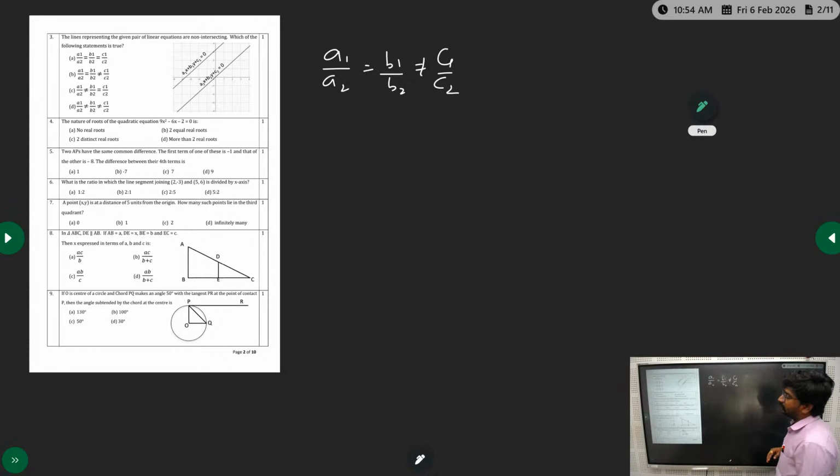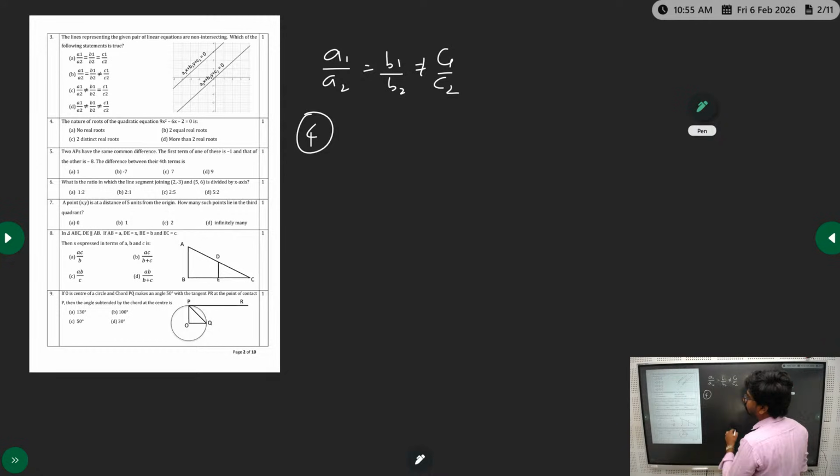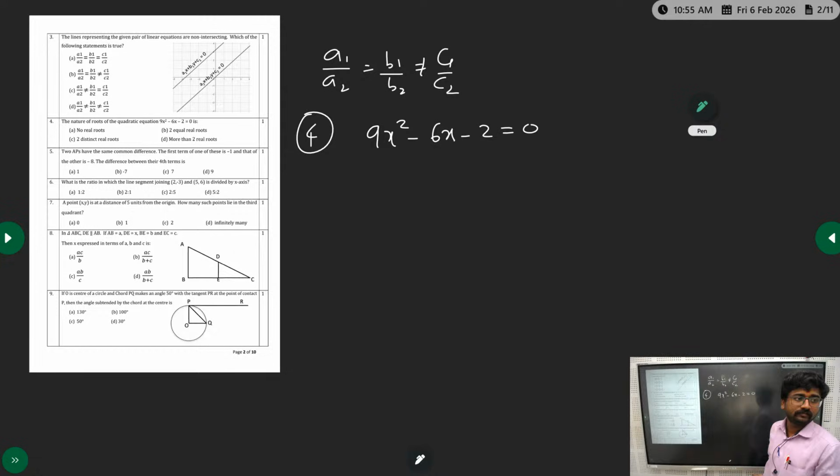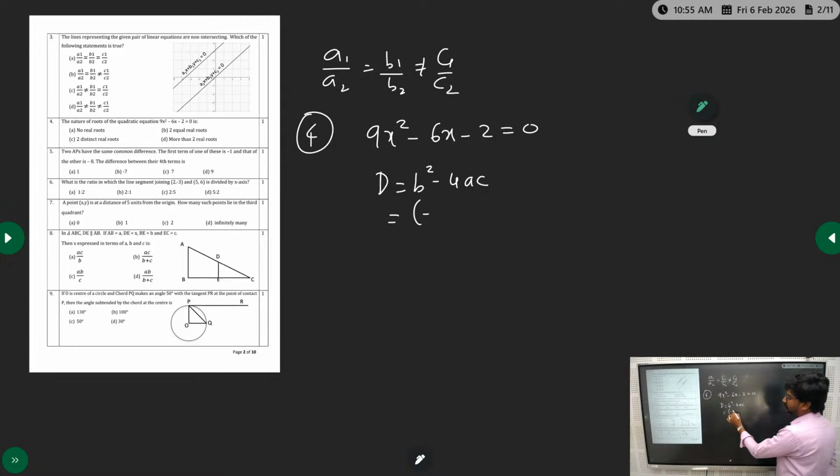Okay. Next, question number 4. The nature of roots of the quadratic equation 9x square minus 6x minus 2. How do you find the nature of roots? D value. D is equal to b square minus 4ac. Substitute values. What is the b value? Minus 6 whole square. 4 into what is the a value? 9. What is the c value? Minus 2.